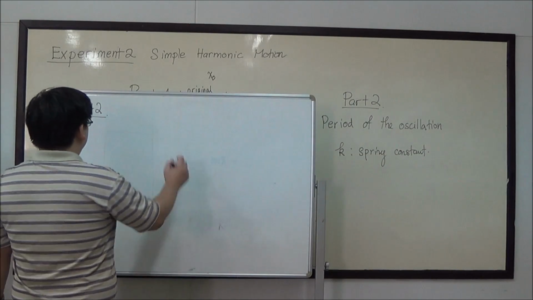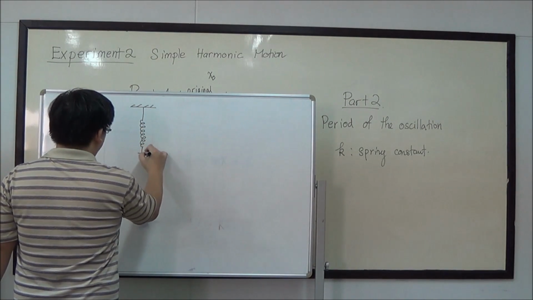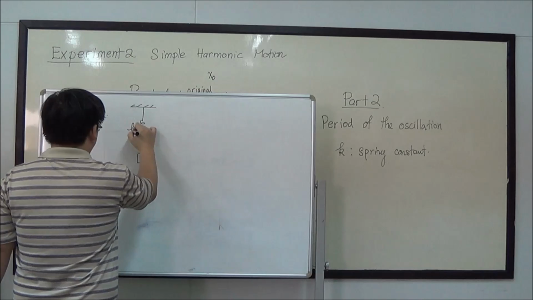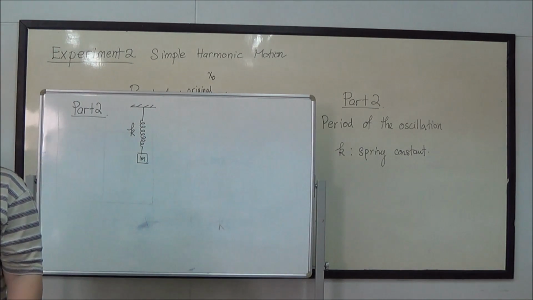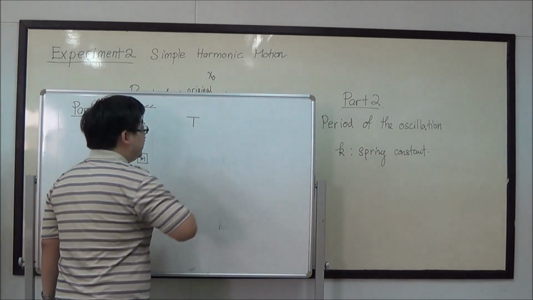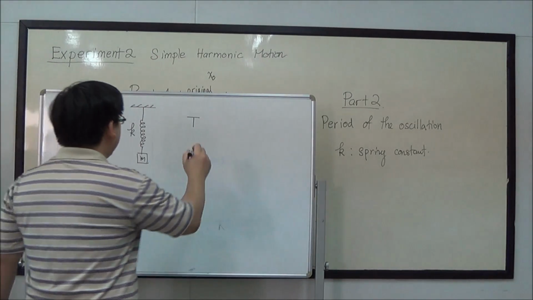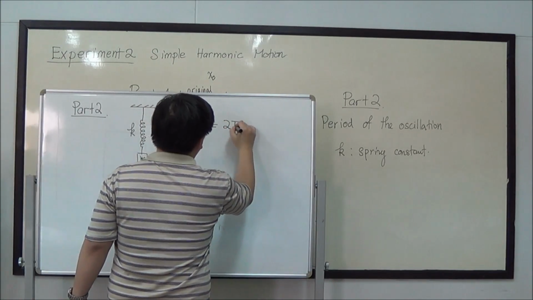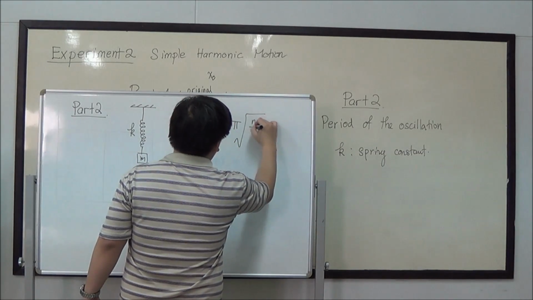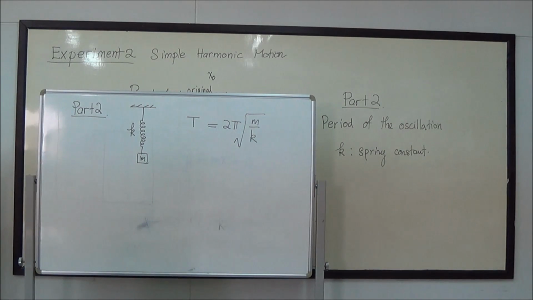So as we know, if I've got a spring, so I hang a mass m onto a spring whose spring constant is k, I know that the period of the oscillation T, or the big T, is given by 2 pi square root of m over k.